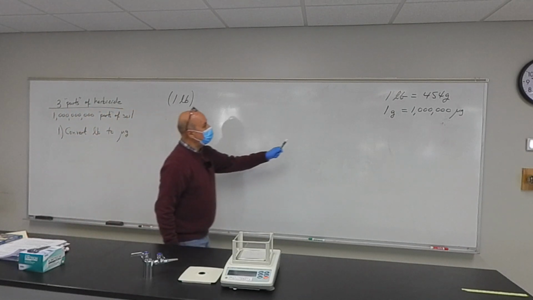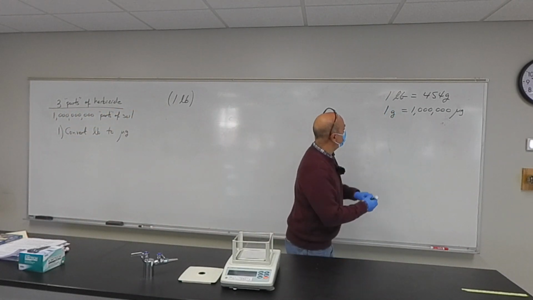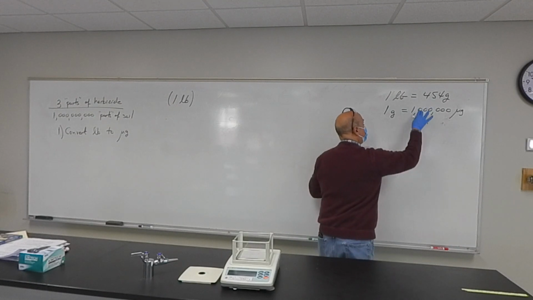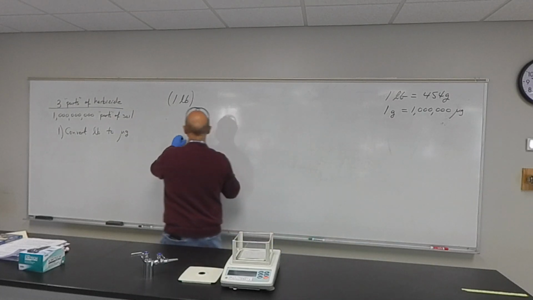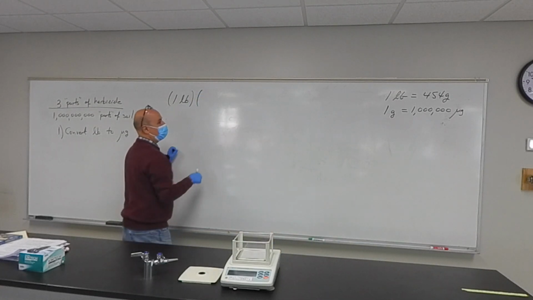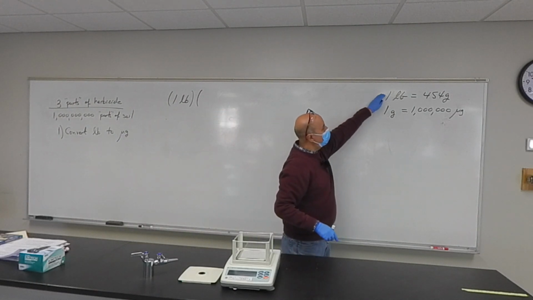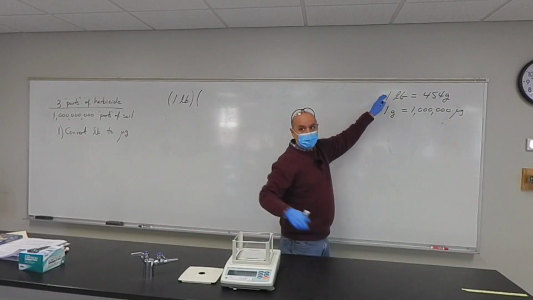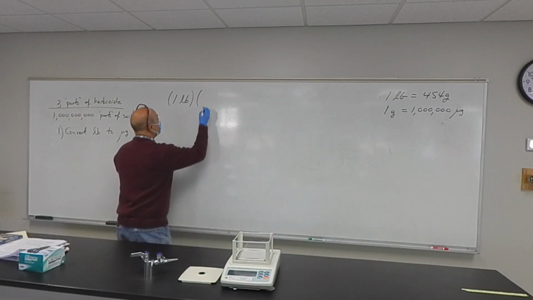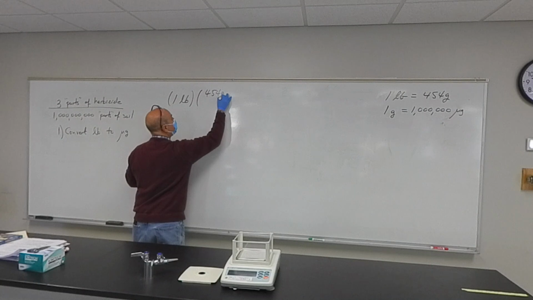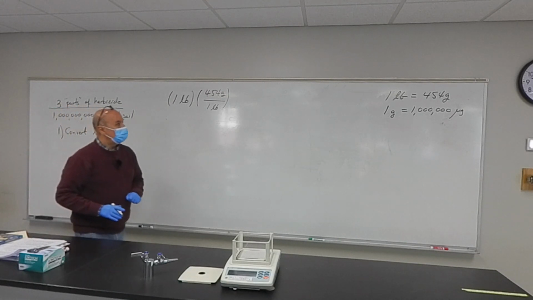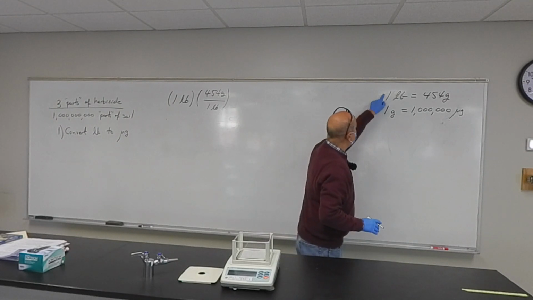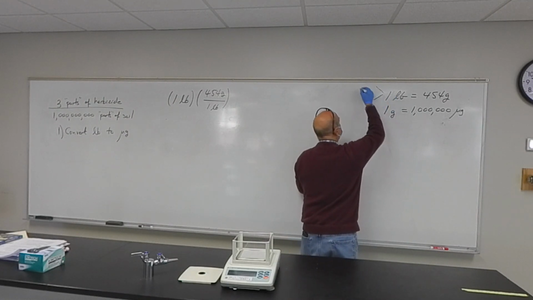Okay, so we need those two conversion factors, those two equalities. Remember that from every equality, you get two conversion factors. So the very first thing that we want to do is multiply pounds by something that would eliminate the pounds and leave me with grams. So we want the grams on top. So we're going to say 454 grams divided by 1 pound. Nothing new. That's how we did it before.